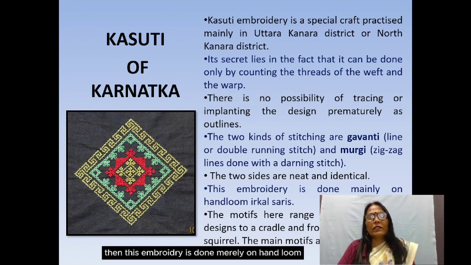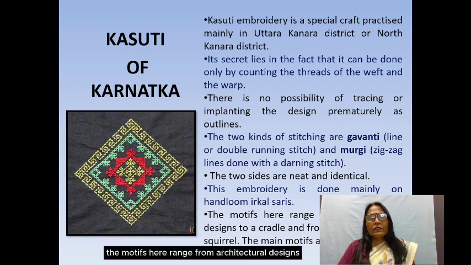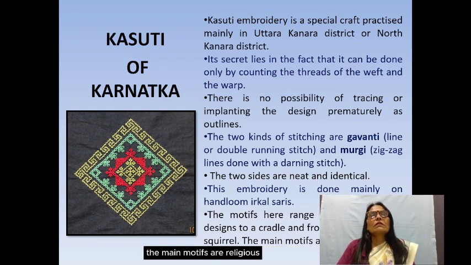Then this embroidery is done mainly on handloom Ilkal saris. The motifs here range from architectural designs to a cradle and from an elephant to a squirrel. The main motifs are religious.